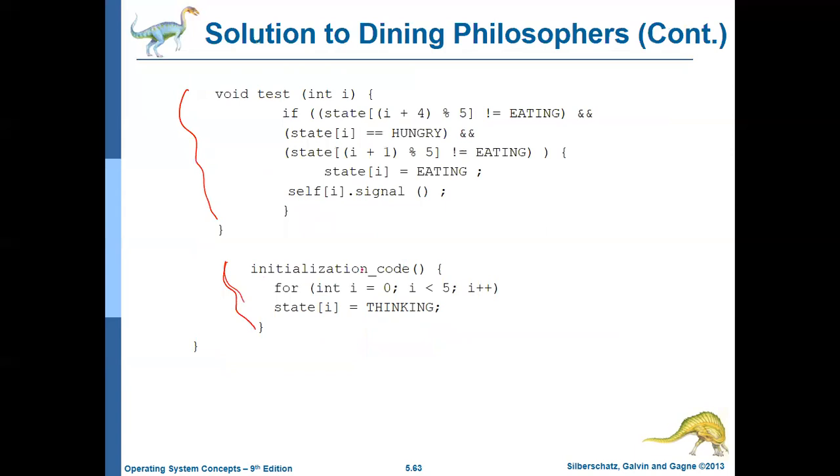This is the test function. So test of I, what we have to do here. See this? If state of (I plus 4) mod 5, that is the chopstick on the right, is not equal to eating. That is the philosopher, you can say, not the chopstick. Basically, the philosopher is indirectly related to the chopstick, right? So the state of the philosopher who is on the right side of the ith person is not eating. And the current thing is hungry.